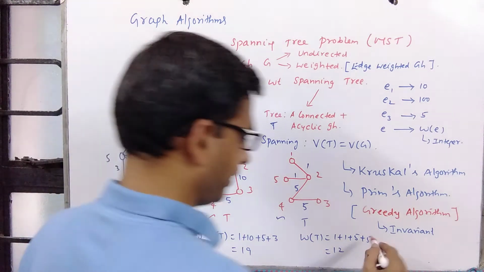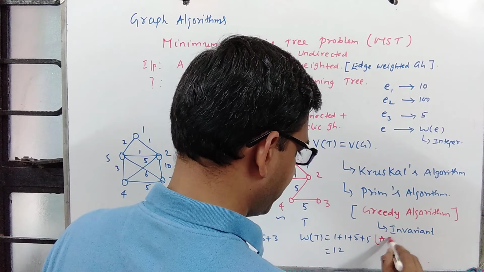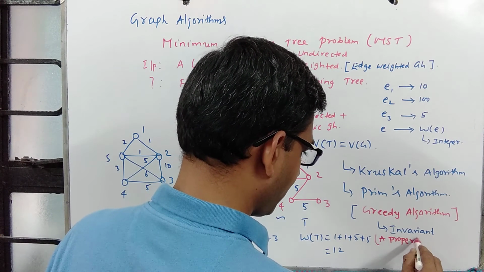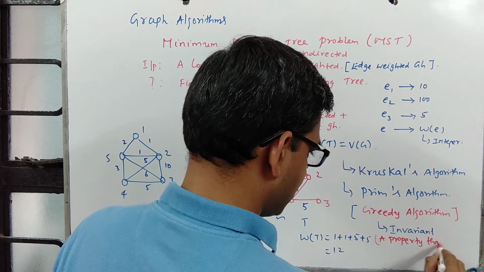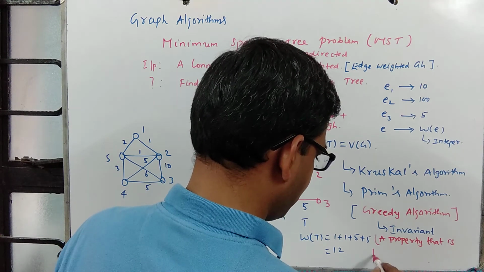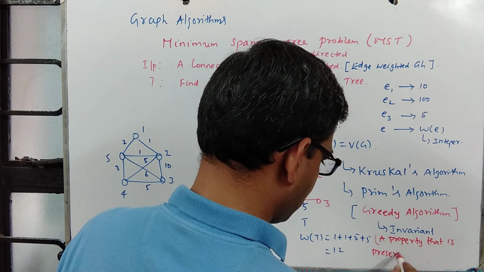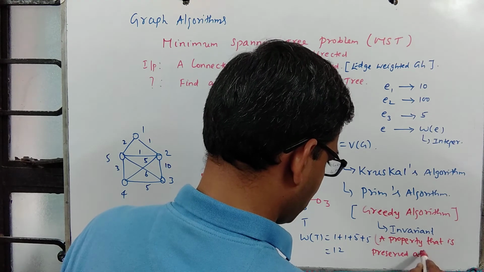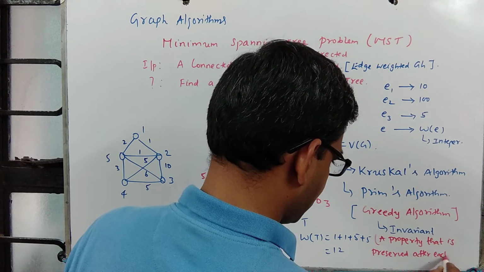So what is an invariant? A property that is preserved after each iteration.